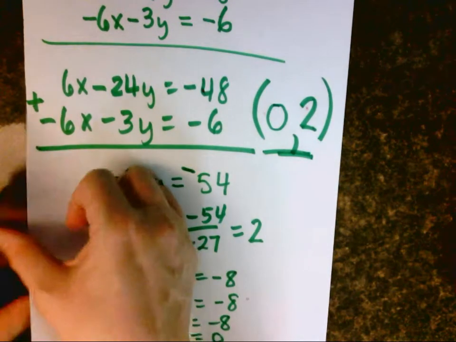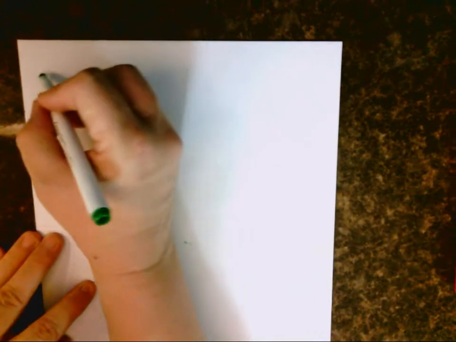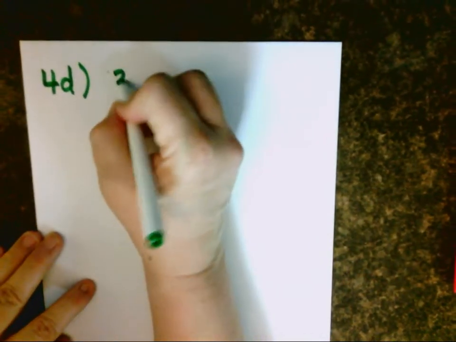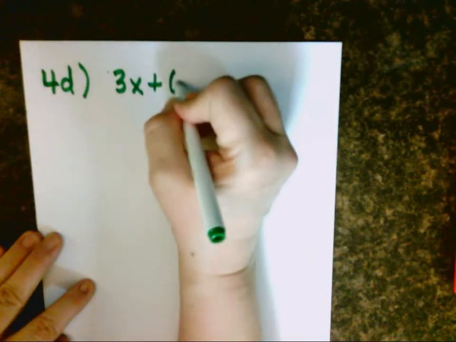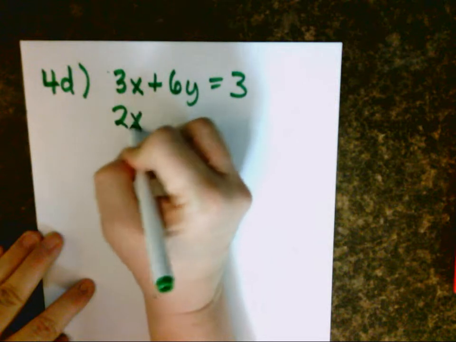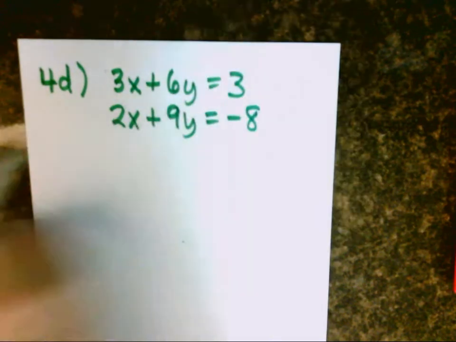Okay, let's do another one. Building up to the harder ones on these. I'll probably give you an easier, medium level one on your test. Part D. 3x plus 6y equals 3. 2x plus 9y equals negative 8.